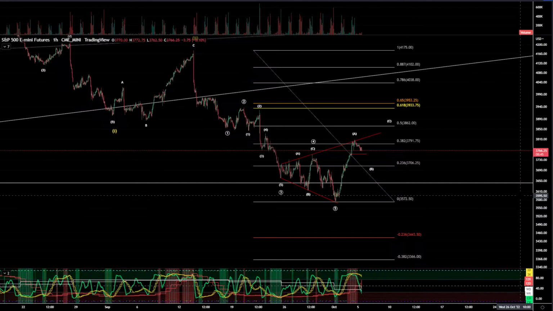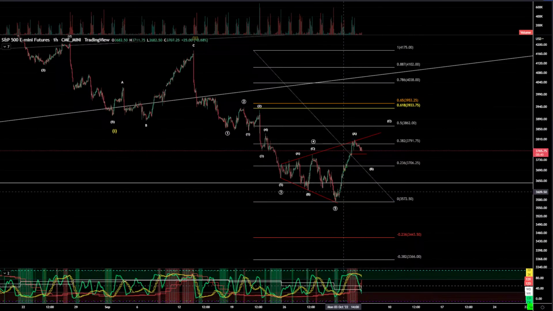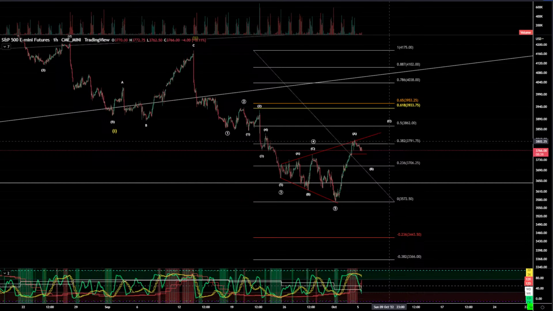As of right now, this does look a little bit like a corrective move from what we're seeing, which is still good. We're looking for corrective moves. I'm not sure right now how low we're going to go.